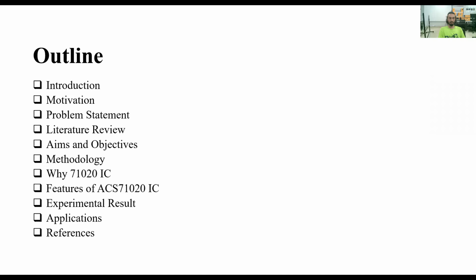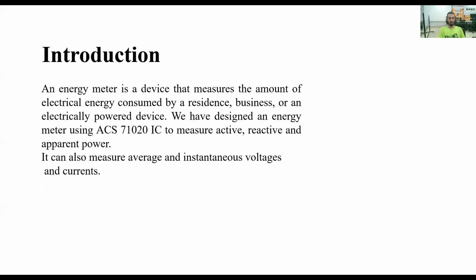This is the outline of this presentation. First, we will discuss the introduction of the energy meter, then the motivation, why we have chosen this project, and then the problem statement, and then the literature review, aims and objectives, methodology, why the ACS71020 IC, features of the ACS71020 IC, and then the experimental results which we are getting on different loads, and the applications and references.